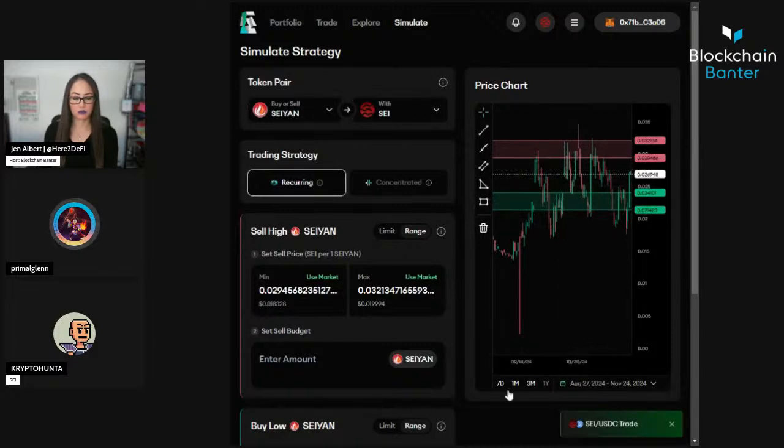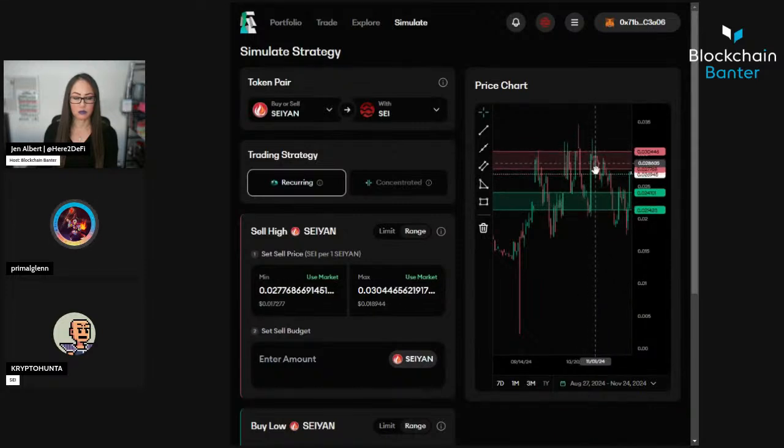You can see that I've selected the past 3 months. I have two ranges here, one for buying and one for selling. I can obviously place these anywhere.